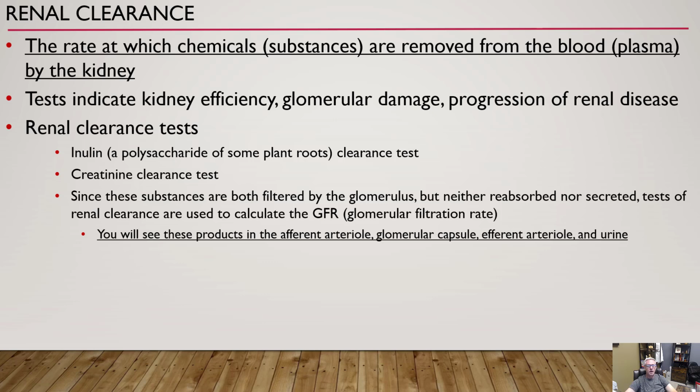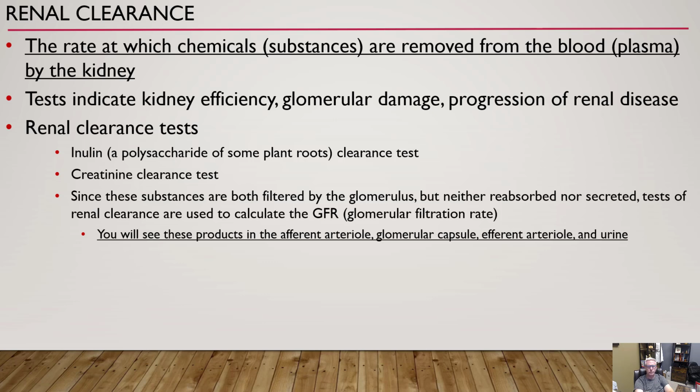All right, so renal clearance. Basically, renal clearance is the rate at which chemicals or substances are removed from the blood or plasma by the kidney. We can use this test to determine how well the kidneys are working. And we can look at whether there is glomerular damage or progression of renal disease. And the kidneys can actually take about a 90% hit before we start seeing signs and symptoms of renal damage. And we have these clearance tests called inulin, not insulin, but inulin.